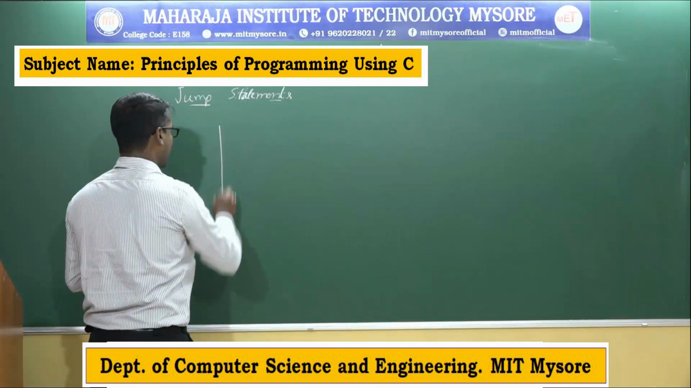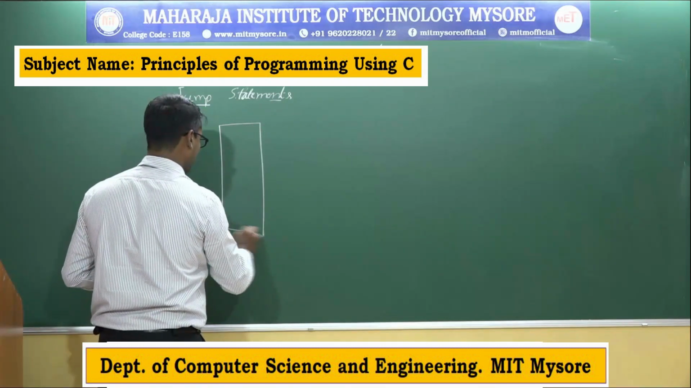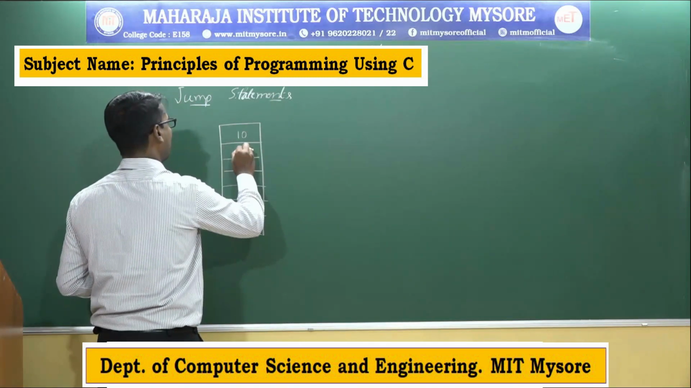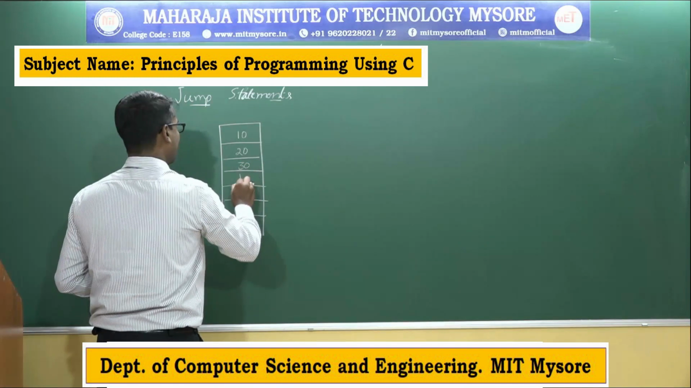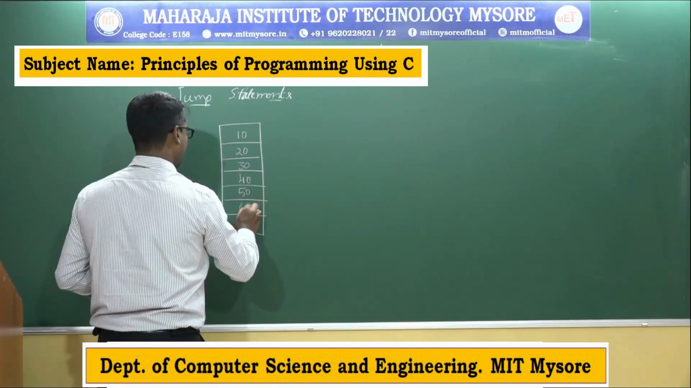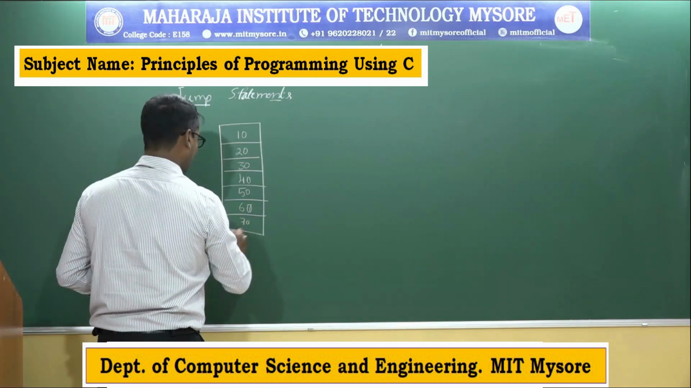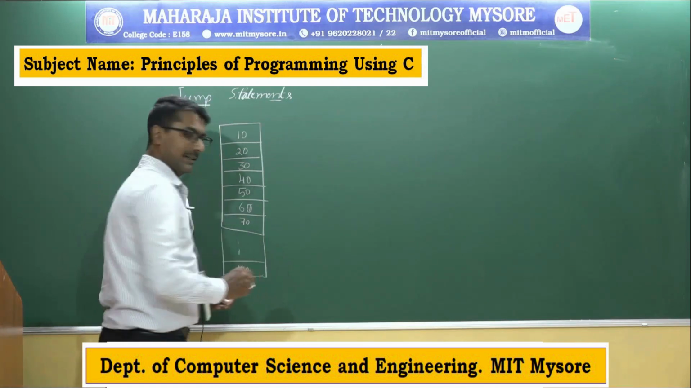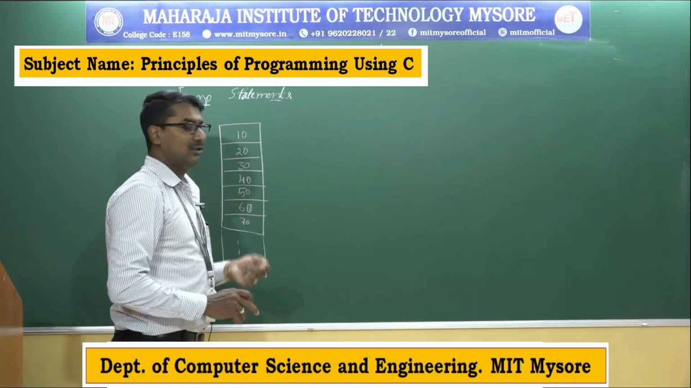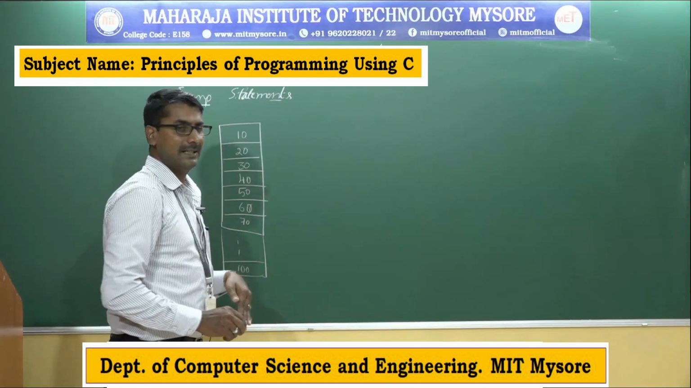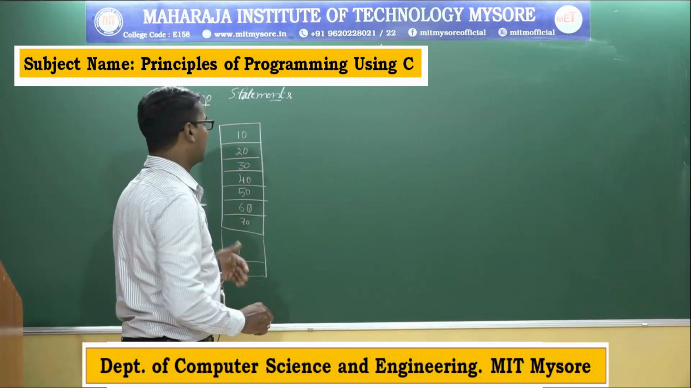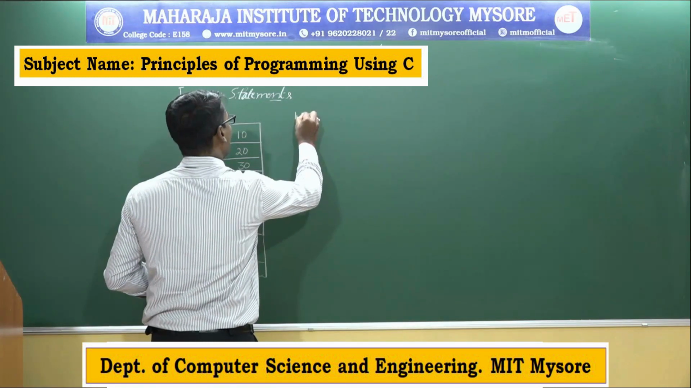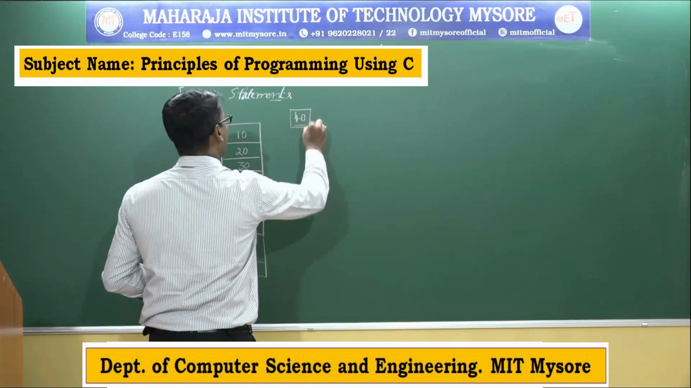Example, consider a sequence of elements: 10, 20, 30, 40, 50, 60, 70, 100. Now, from this list, we need to check whether the given number is present in the list or not. Example, I want to check 40 in the list.